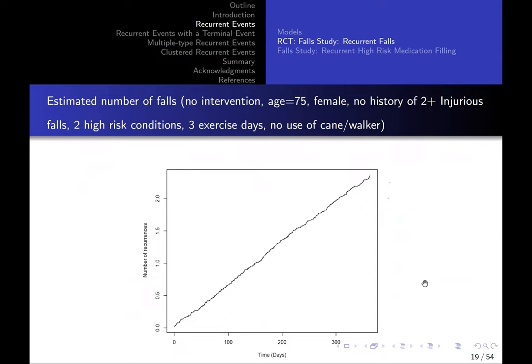Here is a cumulative mean, the estimated number of falls for the group who had no intervention. So you can see on average, they had 2 to 2.5 falls over a 1 year, 1.5 year, 1 year period. Say, whose age is 75 years, who are females. This is all the reference category. So as the days increase, the average number of falls is about 2.5 falls. So that gives an assumption.